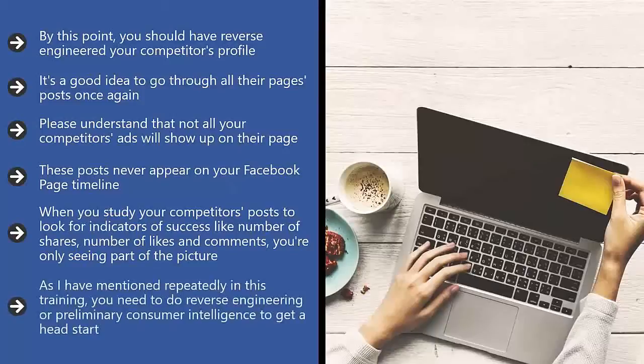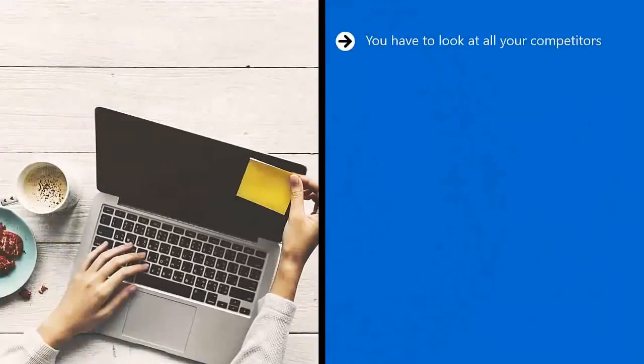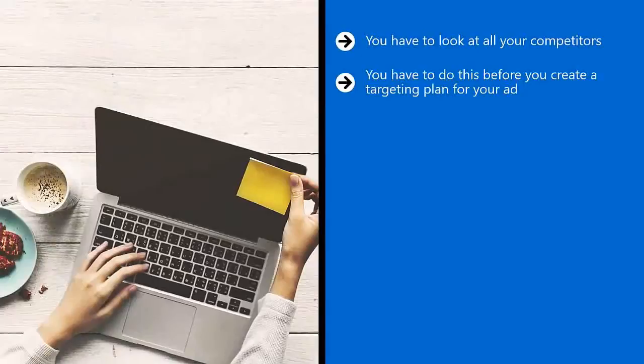As I have mentioned repeatedly in this training, you need to do reverse engineering or preliminary consumer intelligence to get a head start. Just because you did it once, it doesn't mean that you should stop there. You have to look at all your competitors. Get a general idea of what works and what doesn't work. You have to do this before you create a targeting plan for your ad. Otherwise, you shouldn't be surprised if your ad doesn't do all that well.